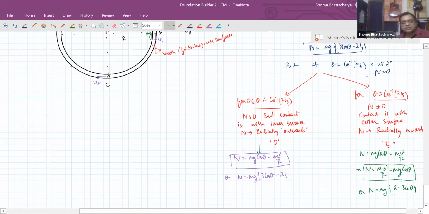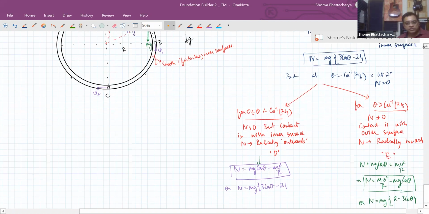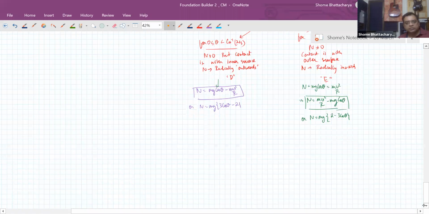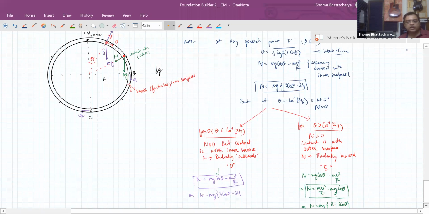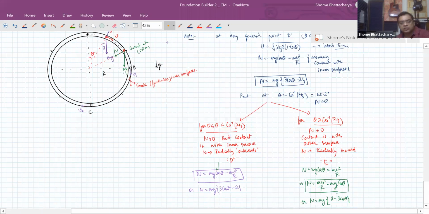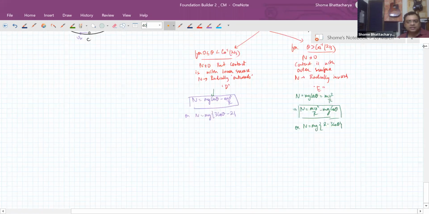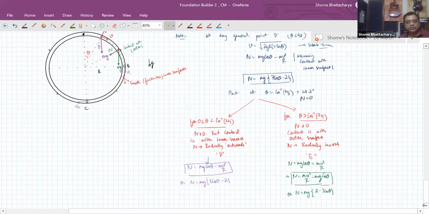Now from this analysis, you have to find the value of theta at two particular positions where the normal reaction's magnitude is 1/3 of the weight. But in one case, it's in contact with the inner surface. In the other case, it's in contact with the outer surface. So all the analysis that you need to solve that part, I've given you over here. So just try to work it out yourself now.